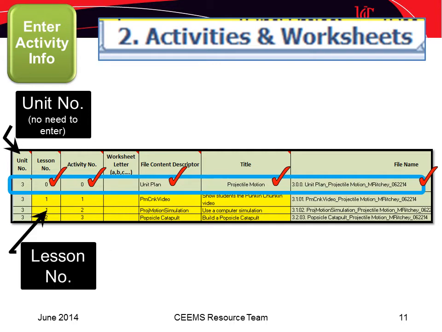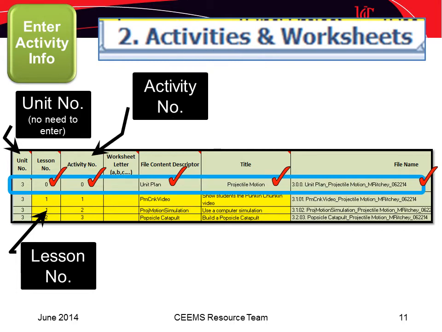Beginning with the first yellow cell in the next row, you will enter the first lesson number. For the first lesson, you should enter the number 1. Remember, you will need at least 2 lessons for your unit. In the activity number column, you will enter an activity number starting with the number 1. Generally, the activity numbers are unique. That is, they are numbered from 1 to n, where n is the total number of activities per unit.